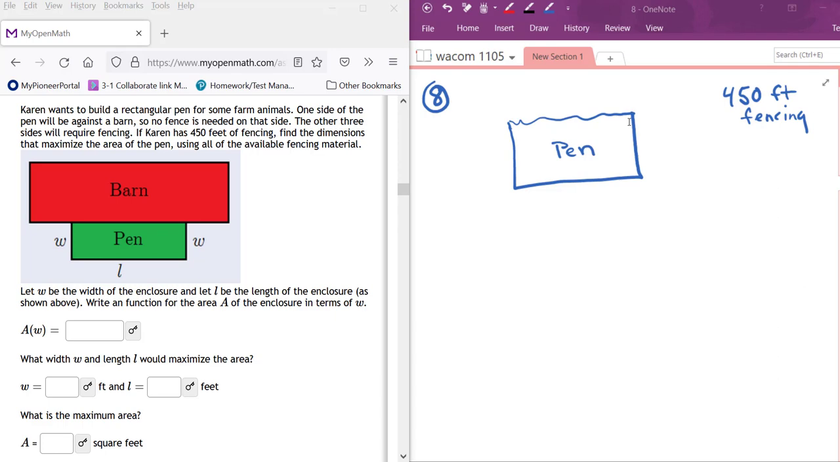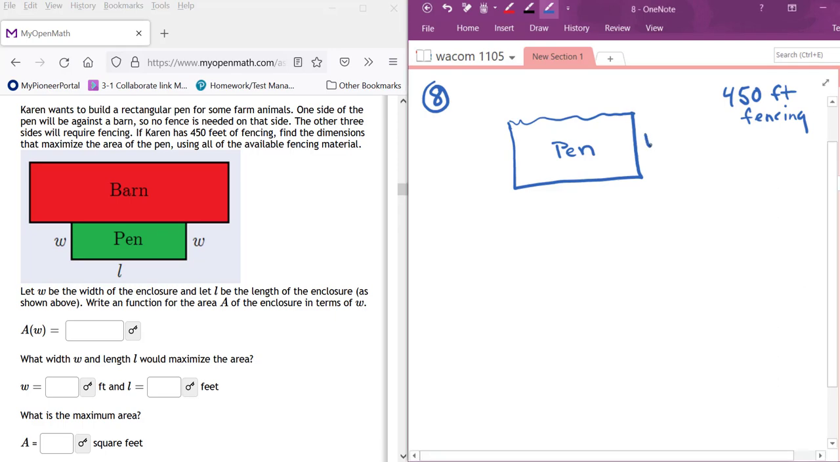We're going to work on this in terms of W, which is the width. So this will be W and this will be W. Now, we would like to get an expression for the length in terms of W. So if you have 450 feet of fencing total and you take off these 2, that will give you an expression for this one. So 450 minus 2W. Then you have something in just one variable.